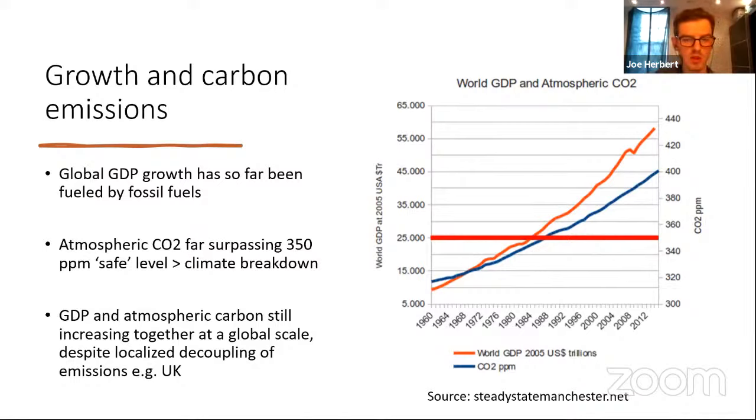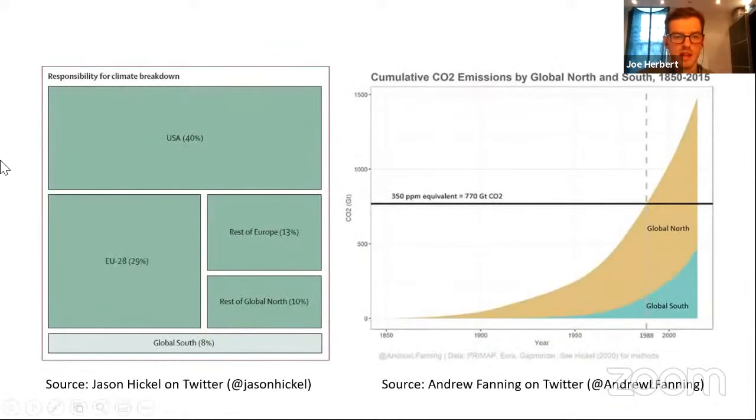So although there have been some more localized cases of decoupling of growth from carbon emissions, and countries like the UK will cite that in regards to their domestic carbon emissions, as a globe, the whole world, GDP and levels of carbon in the atmosphere are still increasing together, as you can see in the graph. And again, we can look at that in a couple of different ways.